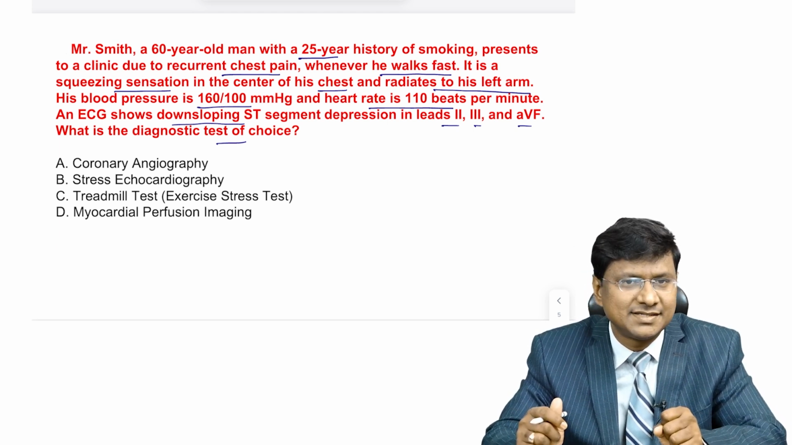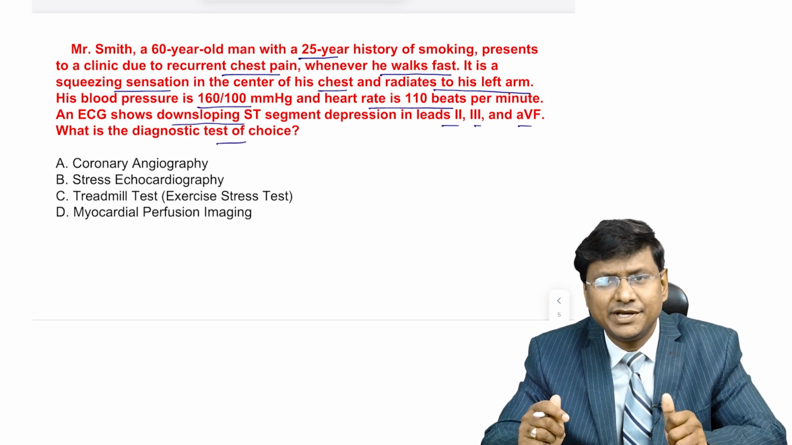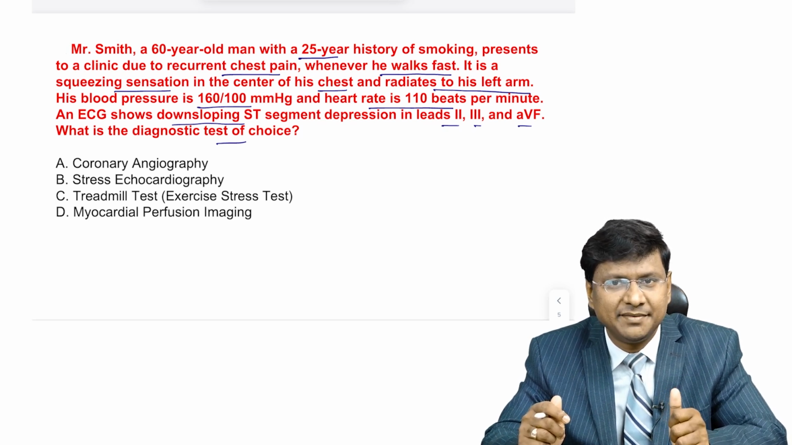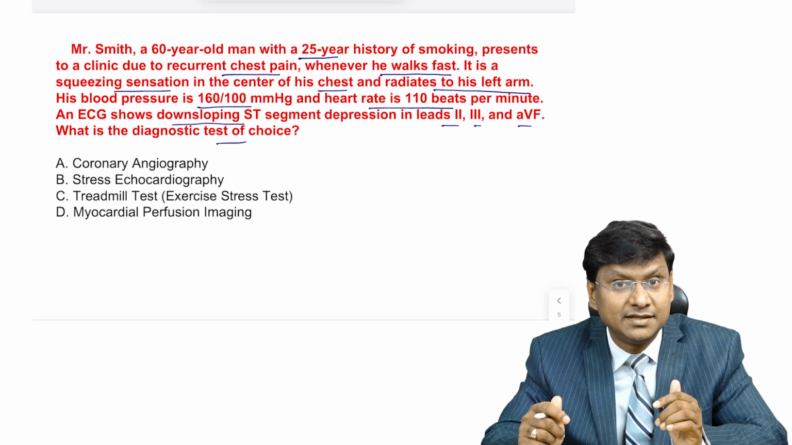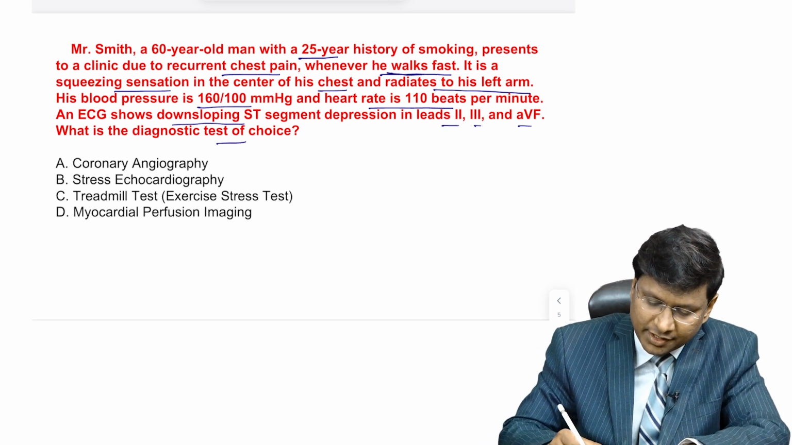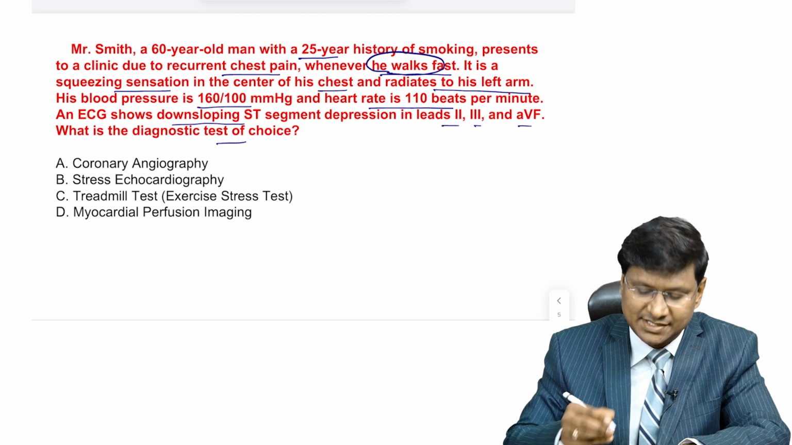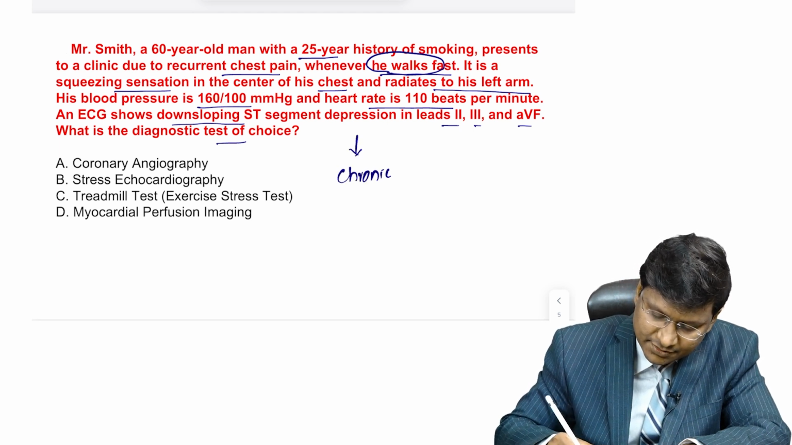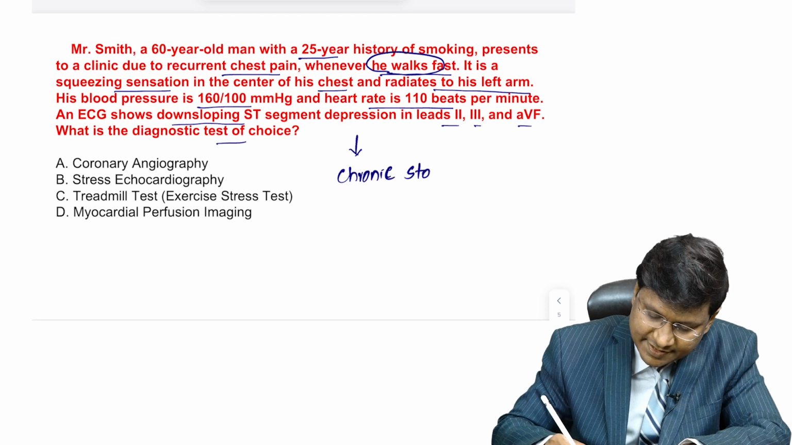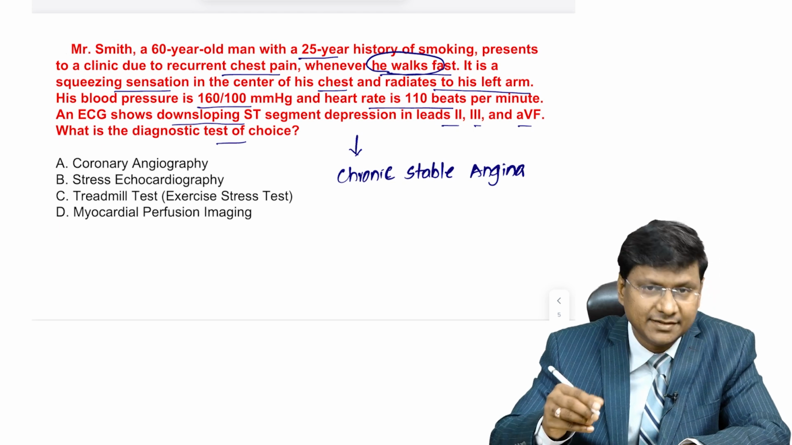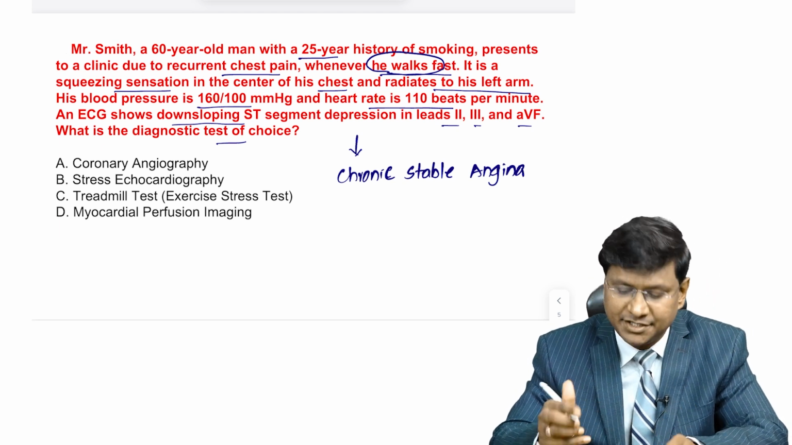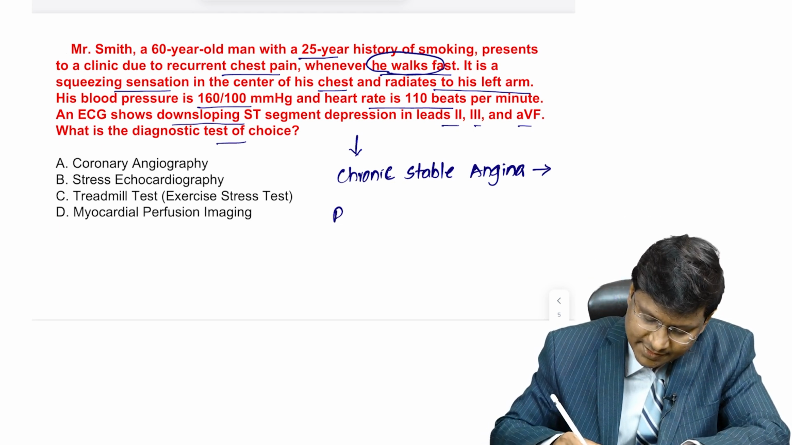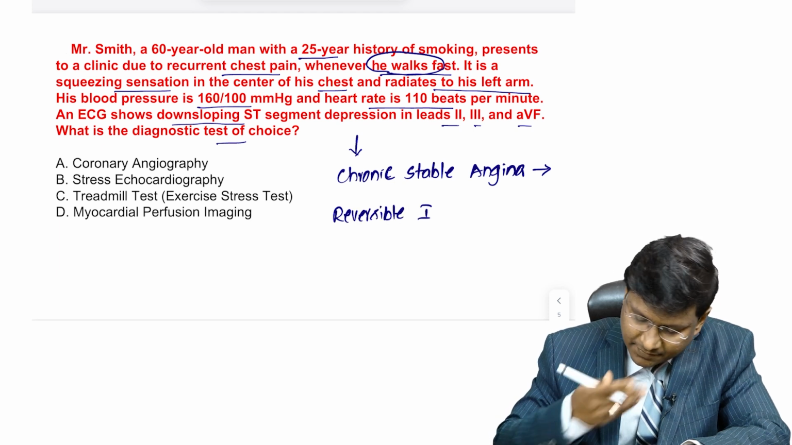So what is this clinical scenario suggestive of? The ECG is showing downsloping ST segment depression, right? And the pain is increasing on walking. So this is suggestive of chronic stable angina. So this patient is having chronic stable angina. Now, chronic stable angina is a form of reversible ischemia, right?